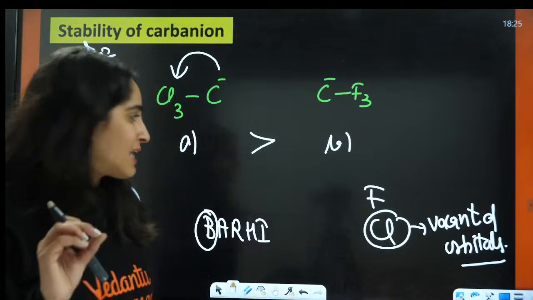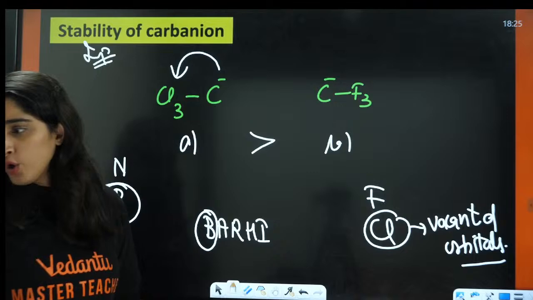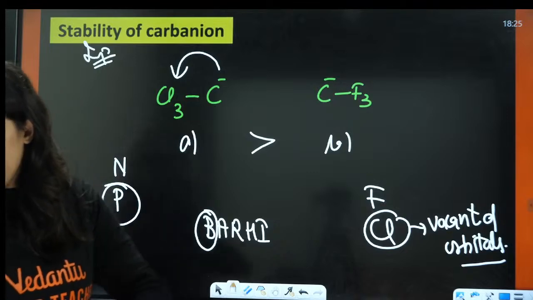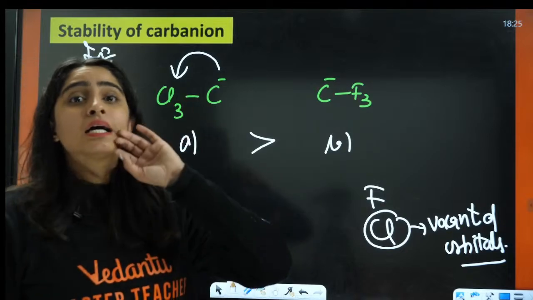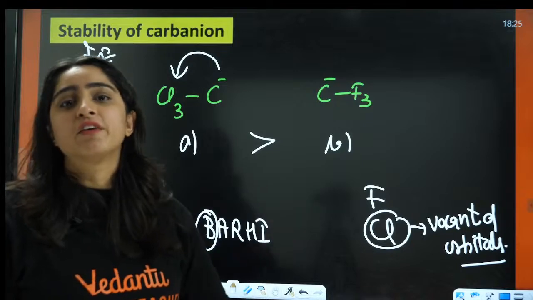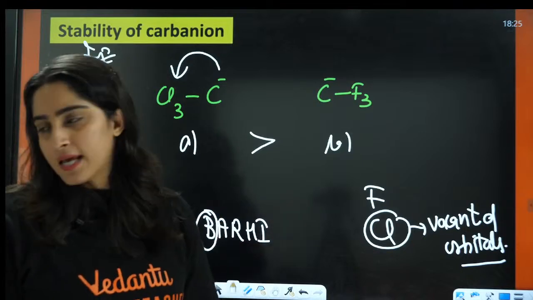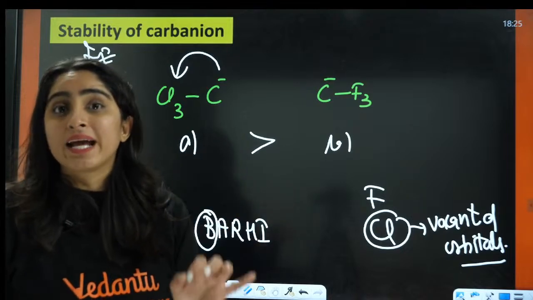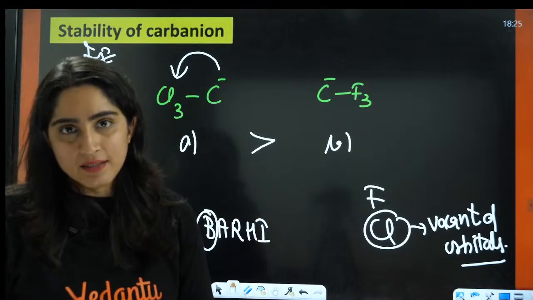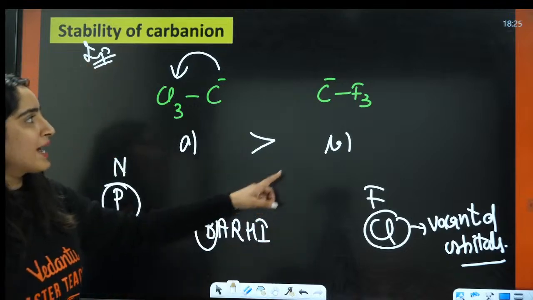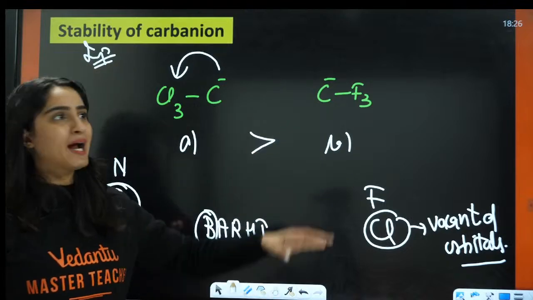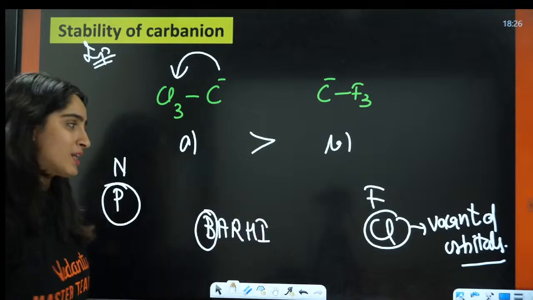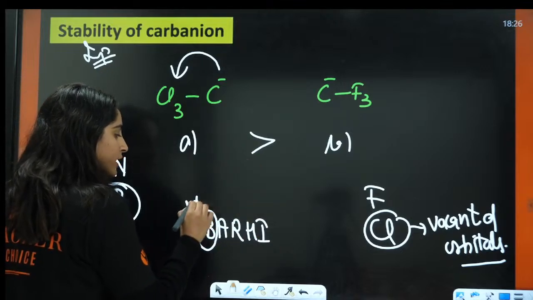That means second member of group. Here the factor of electronegativity will not be applied in this case. Okay, here the factor of electronegativity will not be applied, right? The factor here is back bonding. The first case here is back bonding, right?